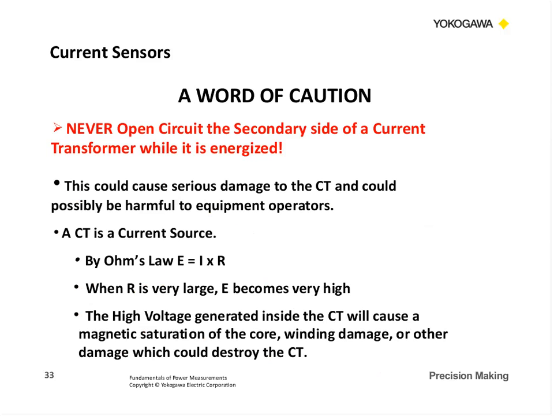Here's a word of caution. It's in red. Never open circuit the secondary side of your current transformer while it's energized. So if you've got current in the conductor going through that, do not open circuit that secondary. It can cause serious damage to the CT. Could be harmful to the equipment and even the operator. So remember, a CT is a current source. Very simple. By Ohm's law, E equals IR. Well, what happens if that R is open circuit, becomes very large? The internal voltage inside that CT becomes very high. And so it can saturate the core, it can burn it, cause a lot of problems. So never open circuit that secondary. Some CTs do have a shorting switch on the secondary side. Some of them do not, but just be careful.